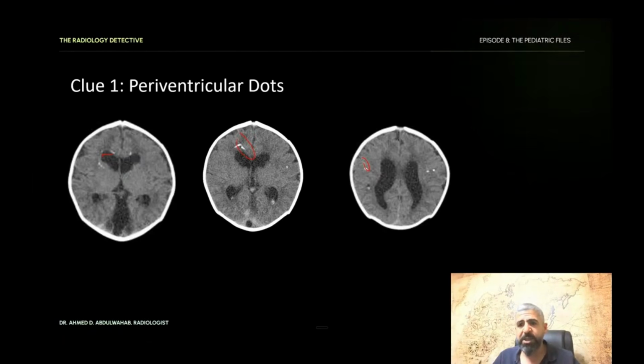They are calcifications, but look at their location. They are perfectly hugging the walls of the ventricles. They are periventricular in distribution. If they were in the basal ganglia or in the cortex, we'd think toxoplasmosis. But here, with the periventricular distribution, the suspect has a very specific fingerprint.